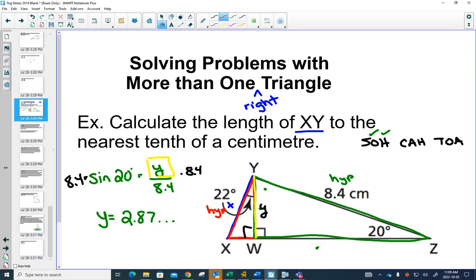What angle do we have on the red triangle? We have 22. And we now know the yellow line, which is y, which is the adjacent side. So I know the adjacent side on the red one, and I want to find the hypotenuse. That means for writing out my definition, I'll want to use cosine.